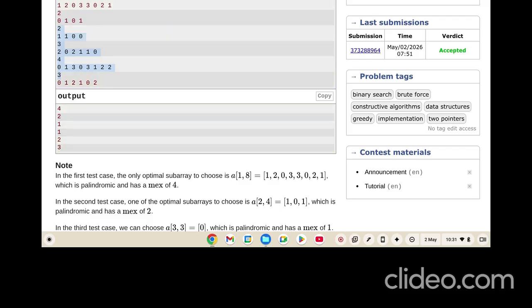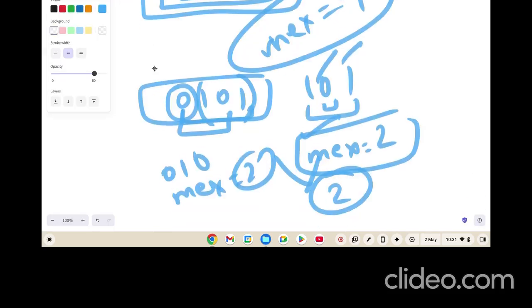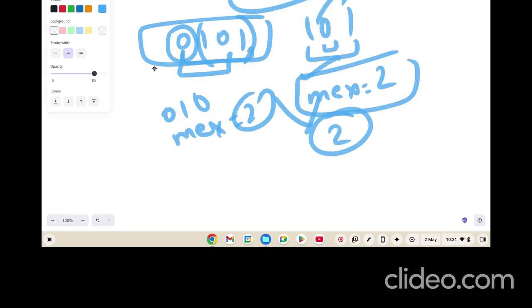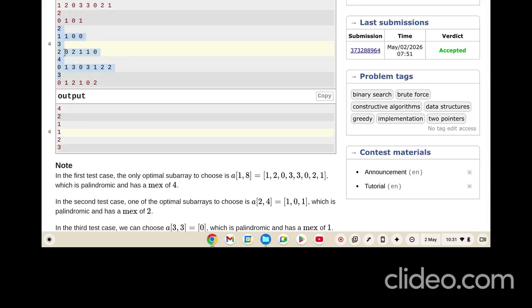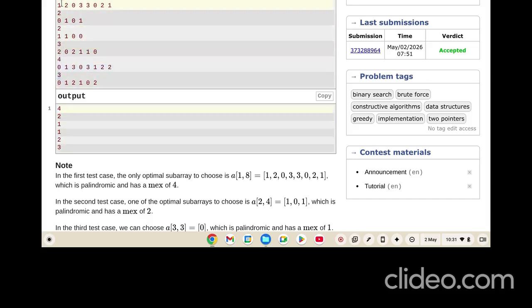So now let's talk about the solution, right? See, you can't generate all the palindromes. Why am I saying that? Because let's say you thought that let's start with this one and try taking this two. Can I take this two? No. Can I take this zero and make a palindrome? No. Can I take this three and make a palindrome? No. And so on and so forth.